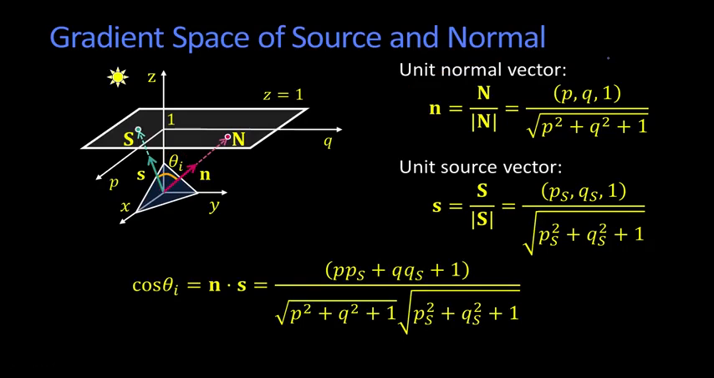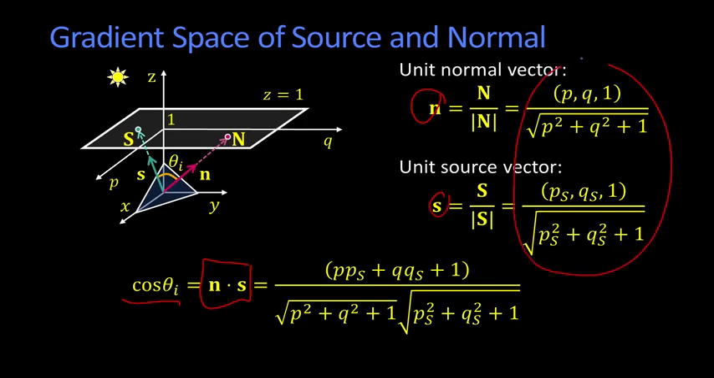The cosine of that angle is just the dot product of those two unit normals. So it's the dot product of n and s, which is the dot product of these quantities, written right there. That is the representation in PQ space of what the cosine of that angle is.